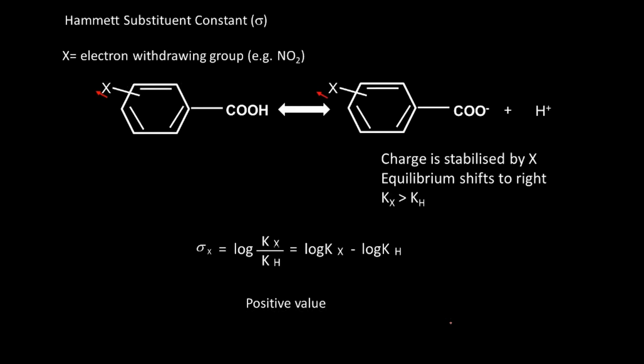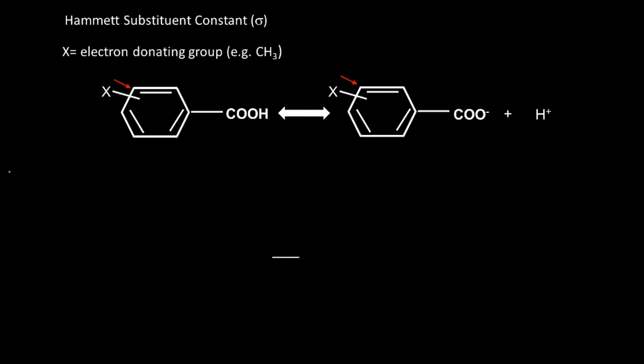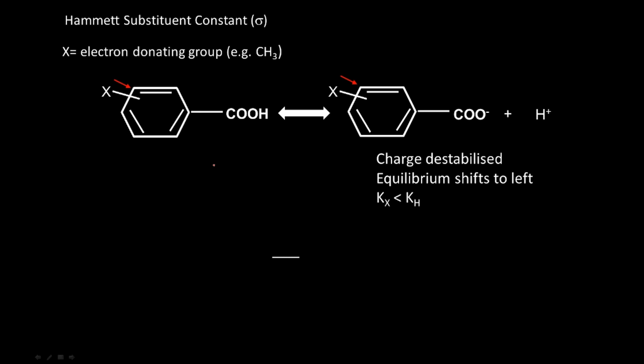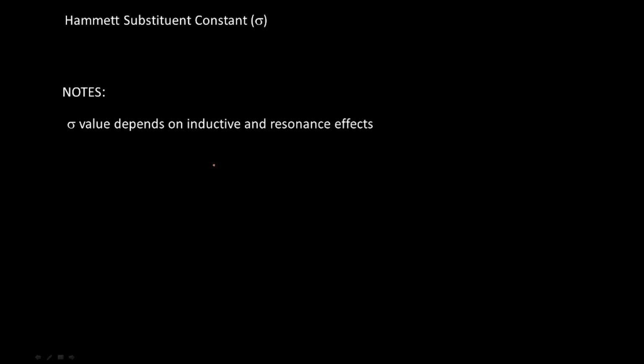So for sigma X, we have the electron withdrawing group, for example NO2. The charge is stabilized by X, and the equilibrium shifts to the right, that is Kx is greater than Kh, where Kh means unsubstituted and Kx means substituted. So for an electron withdrawing group, sigma is a positive value. For an electron donating group, CH3 for example, the charge is destabilized and the equilibrium shifts to the left, so Kx is less than Kh. So sigma x will be a negative value. It's called the Hammett substituent constant.